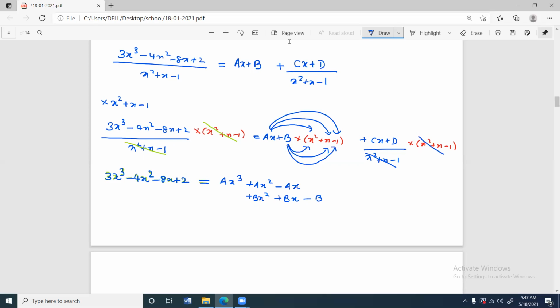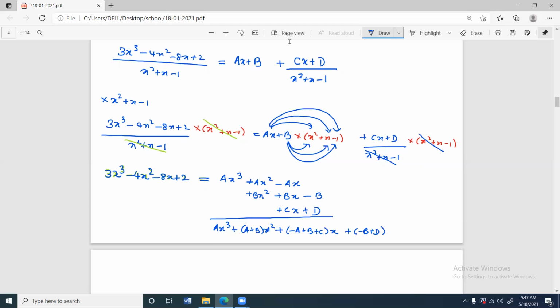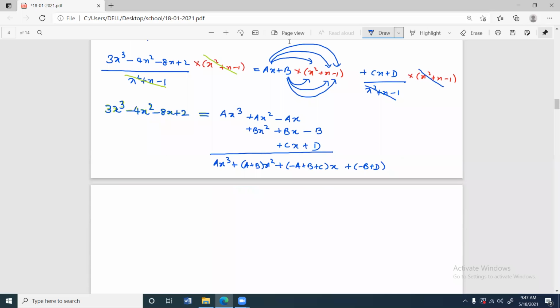Then the remaining is cx + d. So you can write over here cx + d. Then add them together. Then you can say this is ax cubed + (a + b)x squared + (-a + b + c)x + (-b + d). That is the expression you got. Now you can see it is similar to 3x cubed - 4x squared - 8x + 2. That is what we mean by the equating coefficient method.